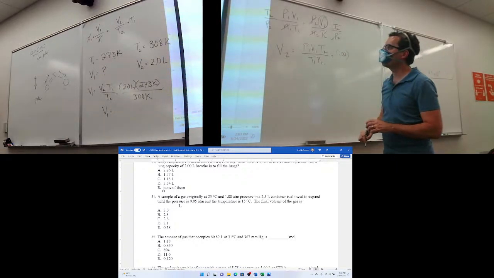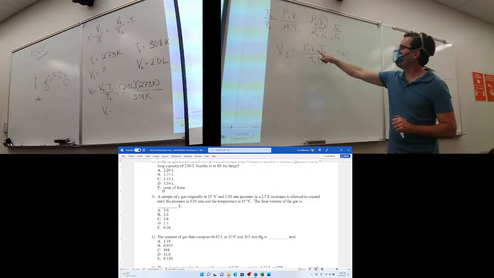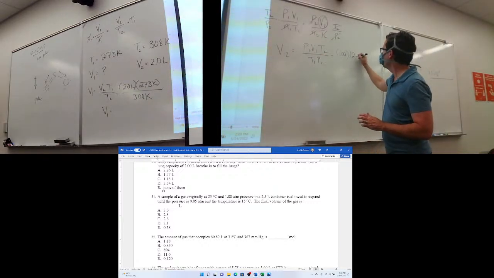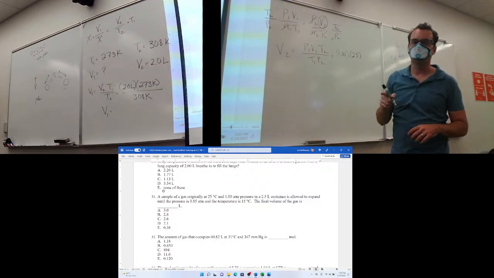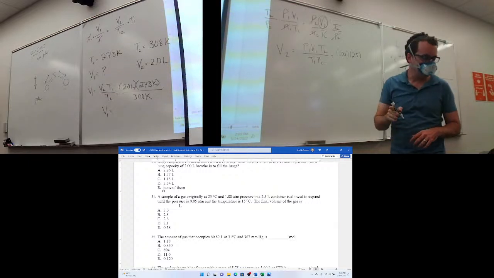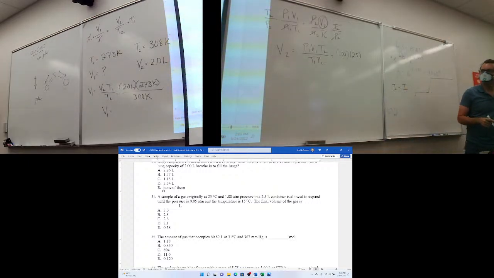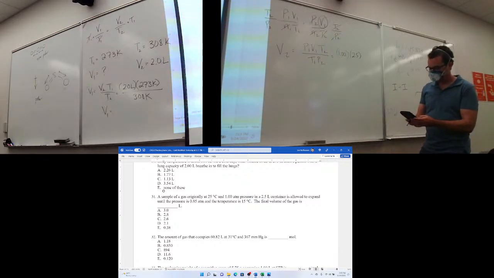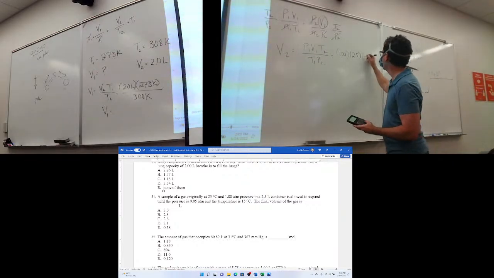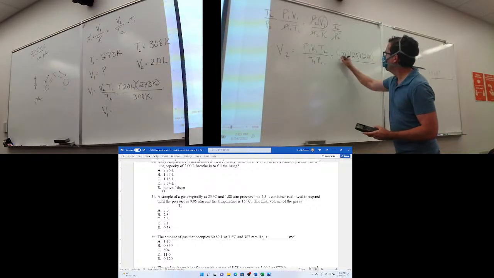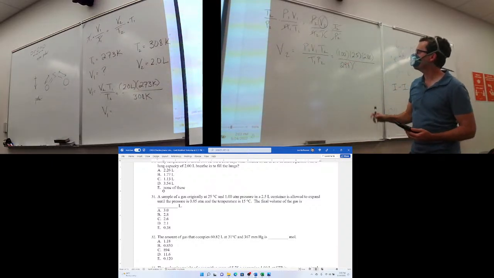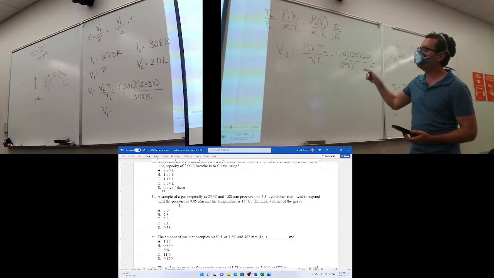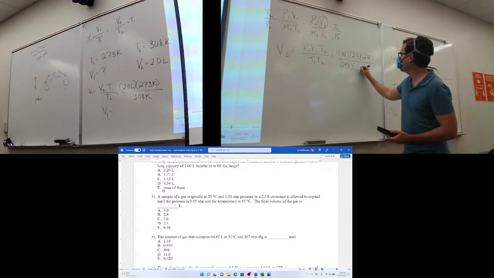And we'll leave the units off because it's going to get messy. Volume 1 is a 2.5 liter container. Temperature 2 is 15 degrees C. But it must be in Kelvin. So 15 plus 273. I should be able to do it in my head, but I want to. 288 Kelvin. Temperature 2 is 25 degrees C, so 298. And P2, so temperature 1, excuse me, is 25 degrees C. P2 is 0.85.